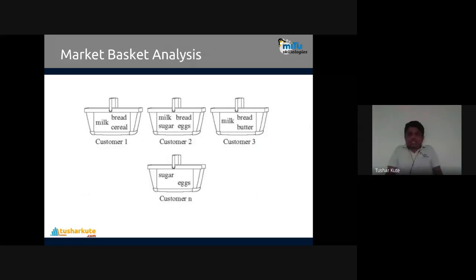Continuing with market basket analysis, I will have an example of the association rules. These are the 5 baskets, and they contain some purchased goods from the customers. In the first, the customer has purchased milk. Second, milk, bread, cereal. Then milk, sugar, bread, eggs. Then milk, bread, butter. Another is sugar and eggs. So n number of customers are there, and their baskets, the products that they have purchased, that's what is shown over here.